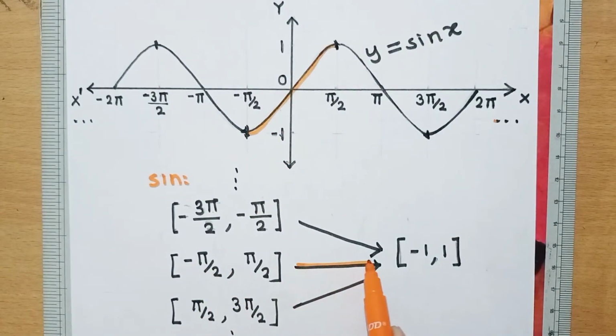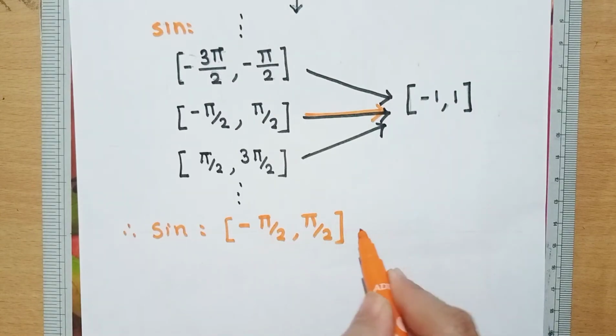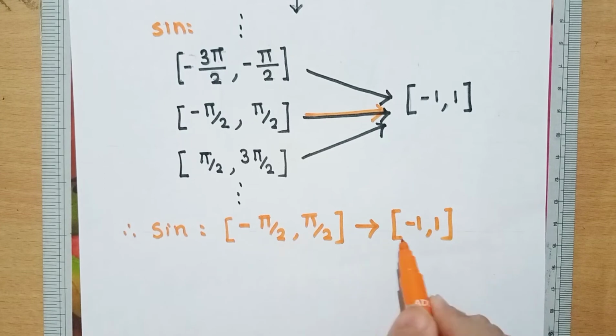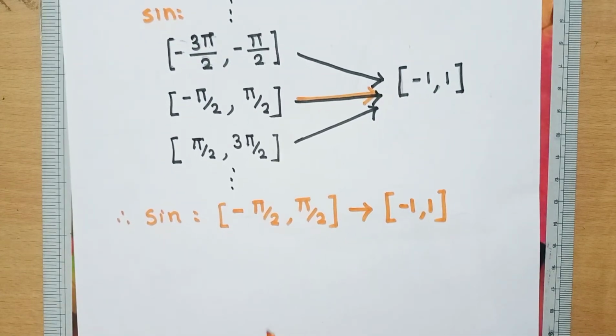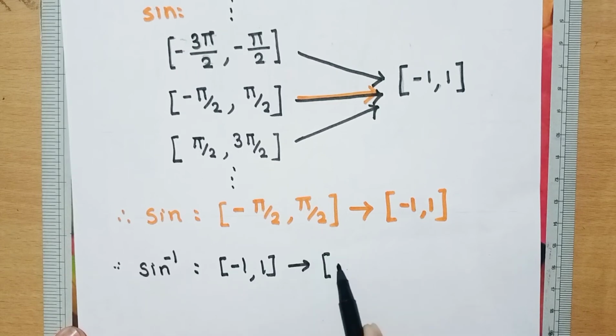That means only this branch we will consider, and then the sine function is one-one and onto. So consider the sine function from minus pi by 2 to plus pi by 2 to minus 1 to 1. Here the function is one-one and onto, and therefore its inverse exists, and this is denoted by sine inverse. Then we will write this set here, which is minus 1 to 1, and then write down this angle branch minus pi by 2 to plus pi by 2.